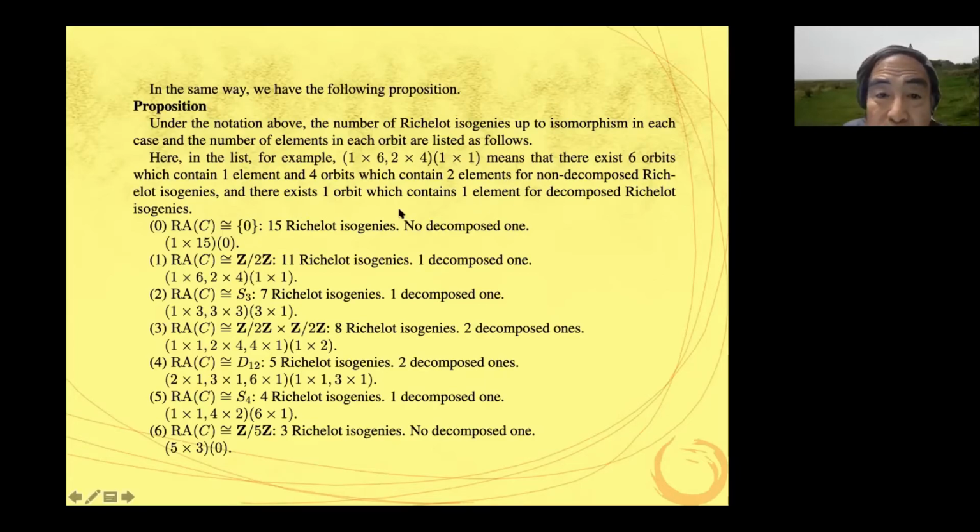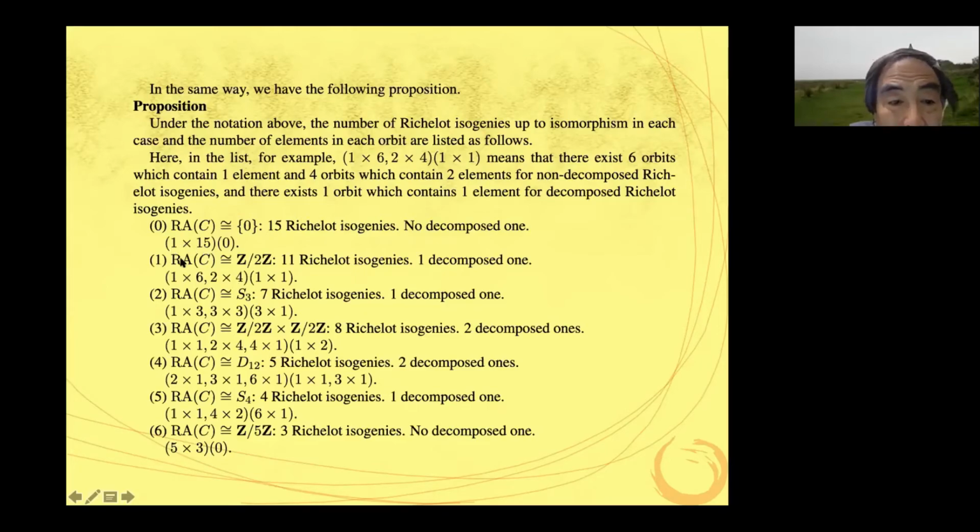We do such calculations, and we can make a list of orbits of the reduced automorphism group on the set of isotropic subgroups. For example, if the reduced automorphism group is trivial, then it does not contain any long elements, so there is no decomposed one, and all orbits consist of 1 and 15 such elements.